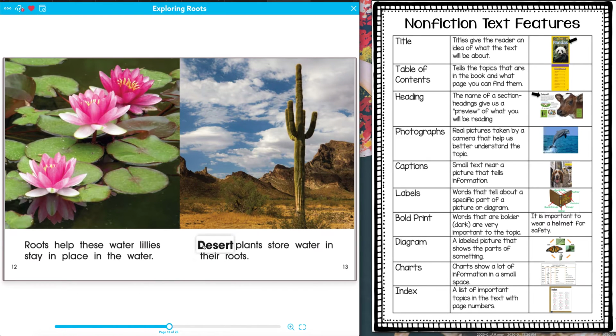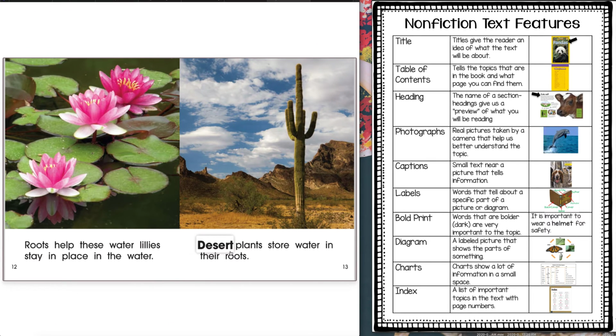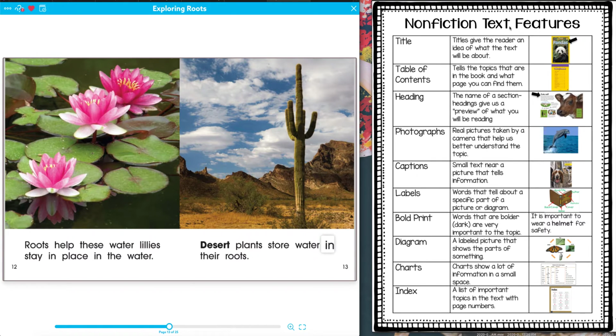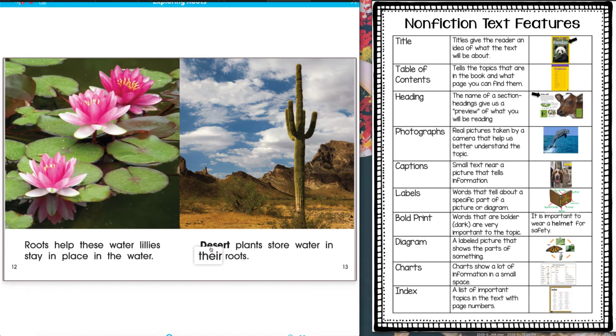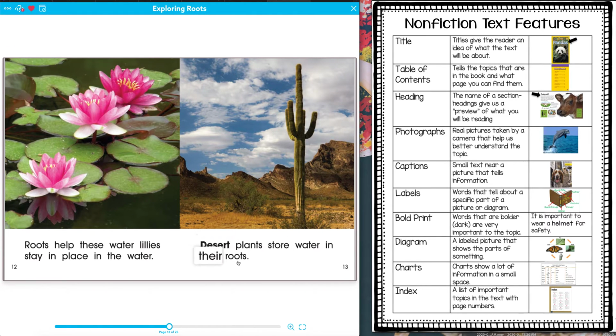Oh, boys and girls, what do you see right here? What kind of nonfiction text feature is this? Right here. It is a bold print. It is an important word. So it's desert. Desert plants store water in their roots.